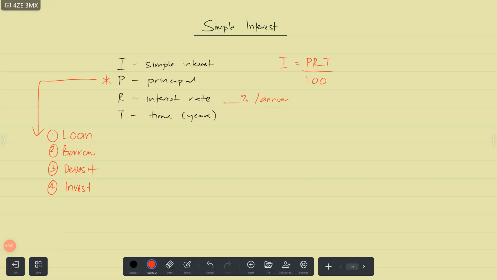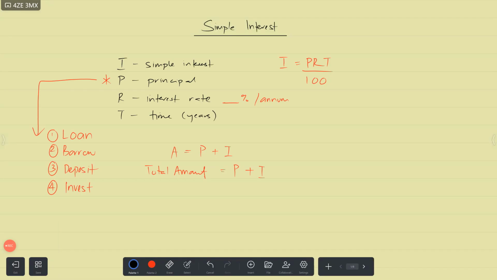Before we go on to the worked example, I want to show you one more formula, which is A equals P plus I. Okay, so what does A mean? A is the total amount. What does total amount mean? Total amount means the amount of money that you gain if you deposit or invest, plus the principal itself. Okay, or the total amount that you need to repay in case you take a loan or borrow. So basically, the total amount is equal to the principal plus the interest. Okay, so I put here P plus I.